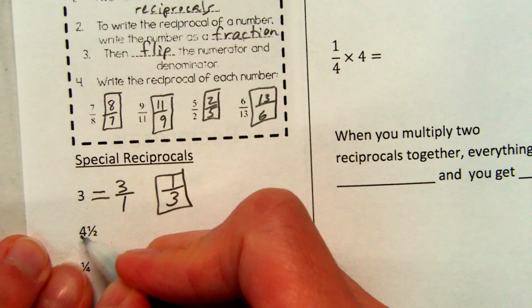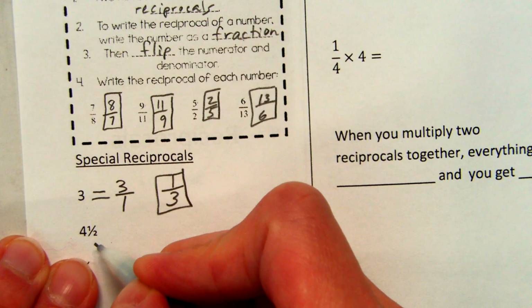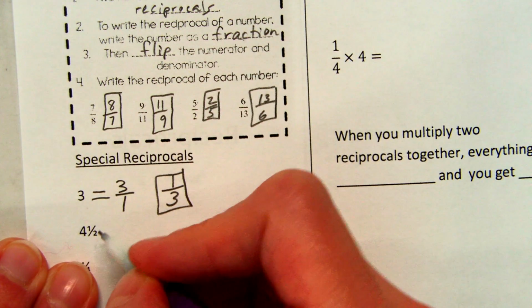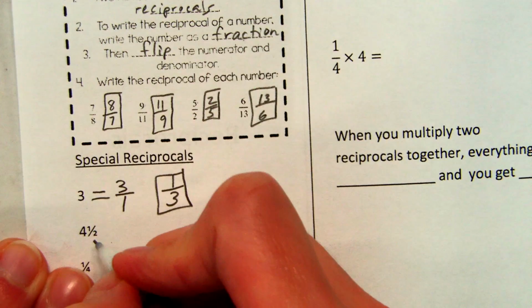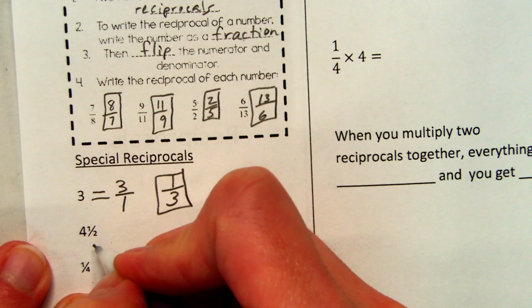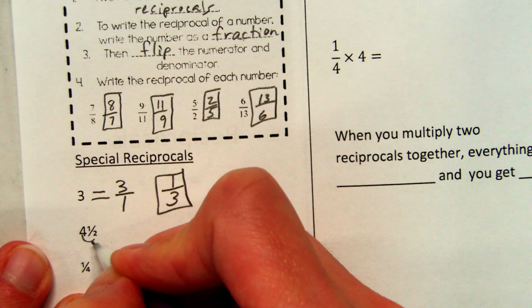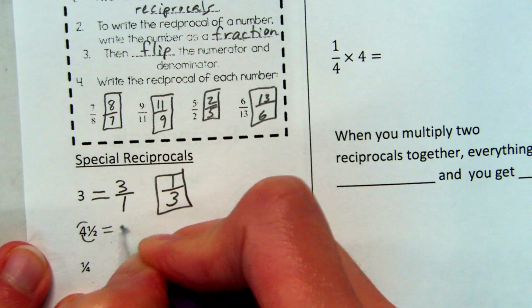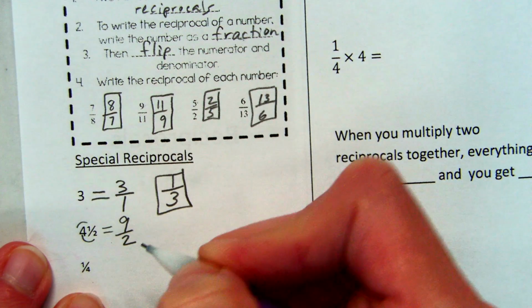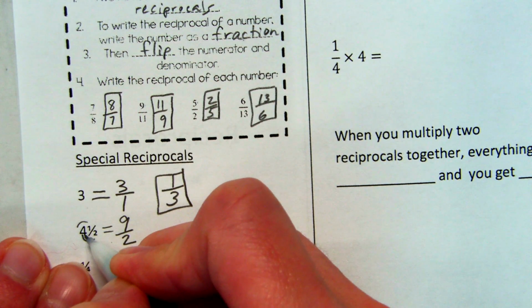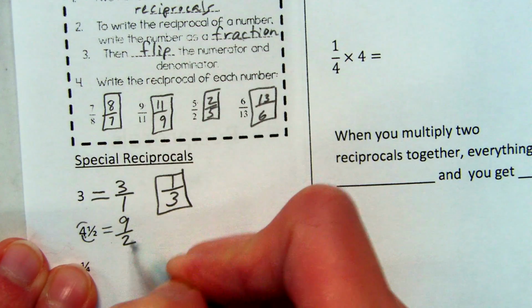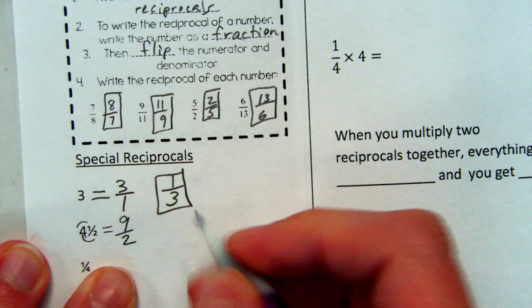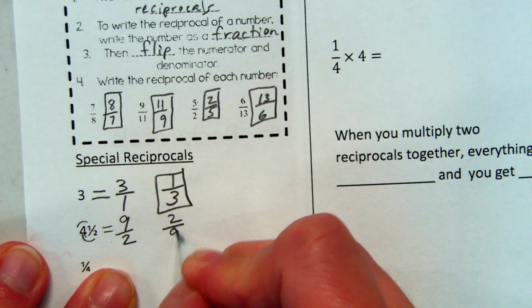Okay, now to do 4 and 1/2. I can't do reciprocals with mixed numbers, so I have to change it to an improper fraction first. So we take 2 times 4, which is 8, plus 1 is 9. So this is the same thing as 9/2. Remember, we don't keep the 4. We're trying to get rid of that. We just changed it to an improper fraction. It's the same thing, 9/2. And then we can make the reciprocal by flipping it over, 2/9.